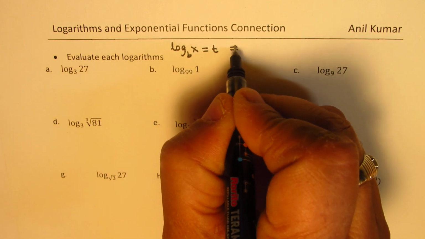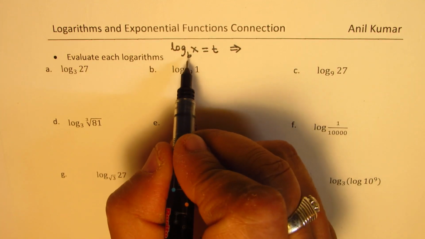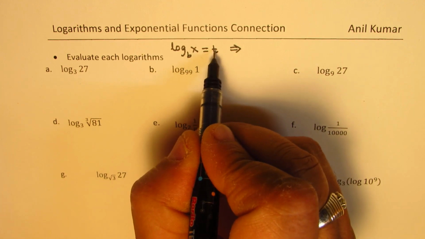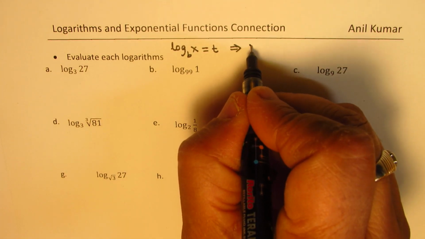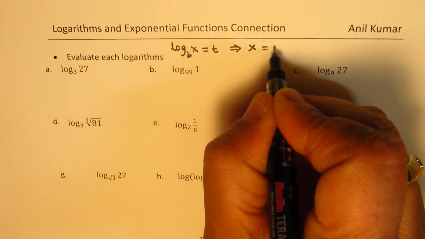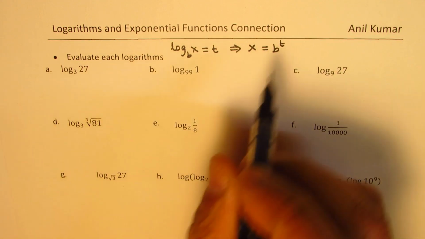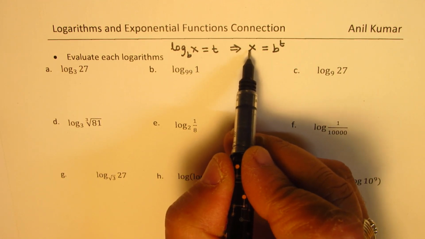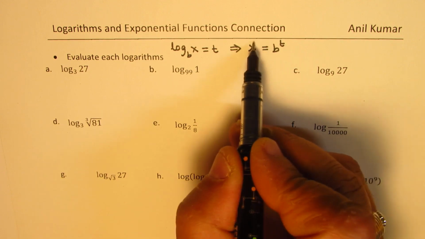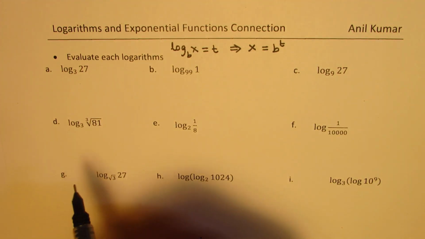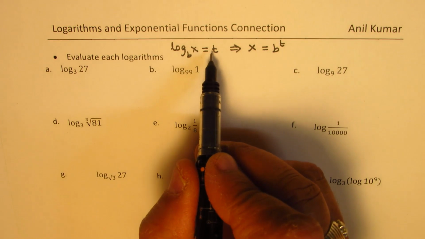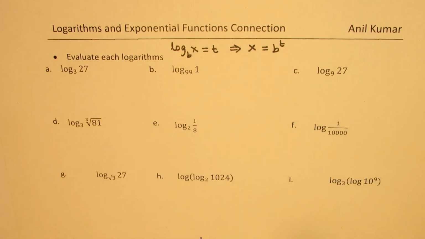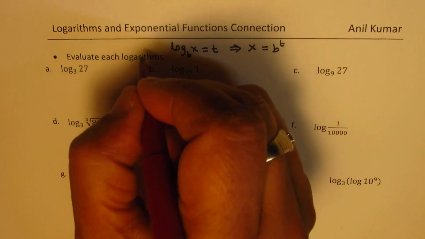Now this could be written as, here the base is b and the exponent is t, right? So this could be written as x is equal to b to the power of t, and then we'll make x with the same base and compare the exponents to get the answer, right? So t will be our solution, and this we call our method number 1.